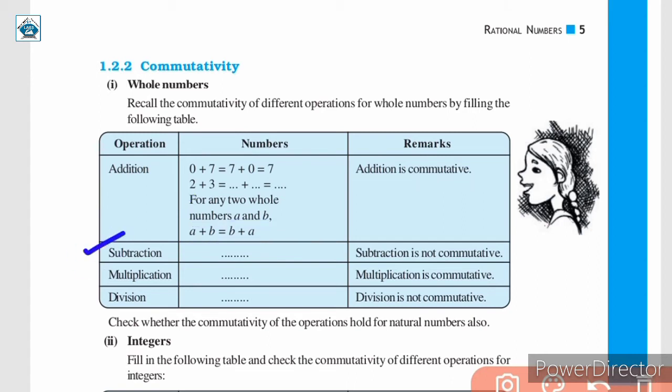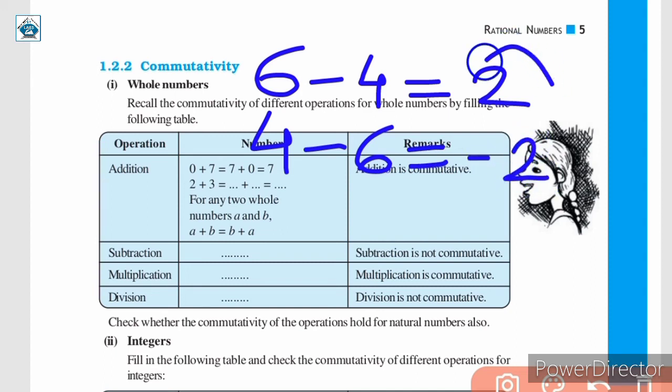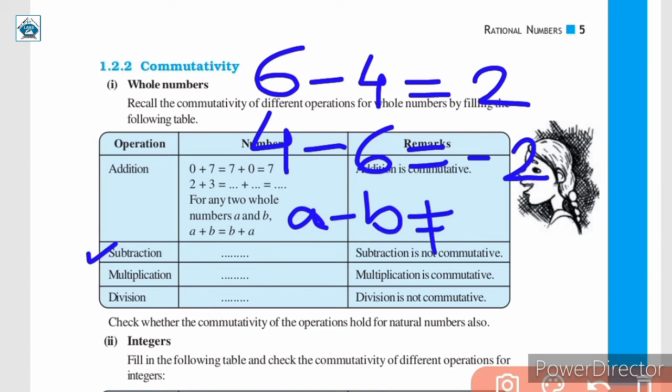Here you are similarly asked for subtraction, multiplication and division. You need to find some examples of your own. Consider the numbers 6 and 4 itself. Now 6 minus 4, the answer is equal to 2. On the other hand, when you take 4 minus 6, the answer is equal to minus 2. Now 2 and minus 2 are not equal. Therefore, we can say that for the case of subtraction, a minus b is not necessarily equal to b minus a. That is why subtraction is not commutative.